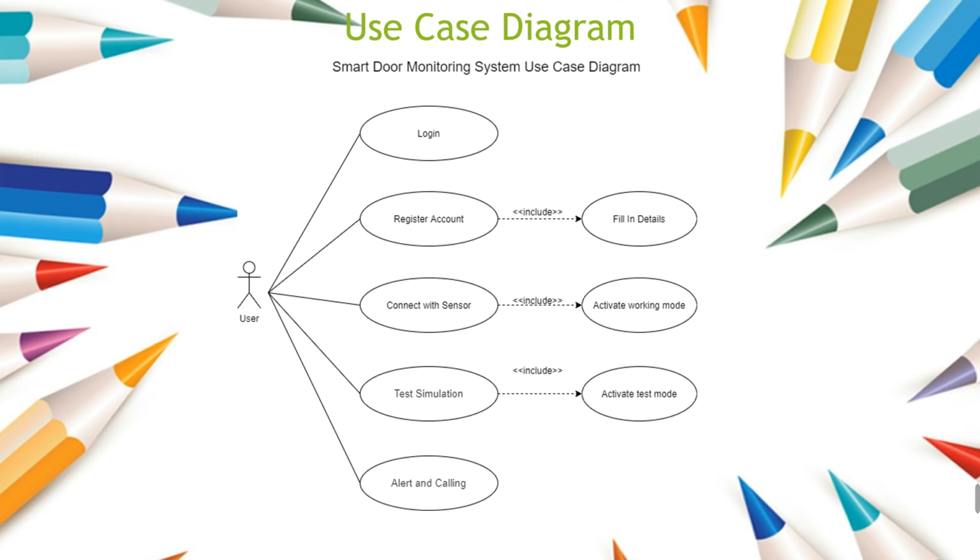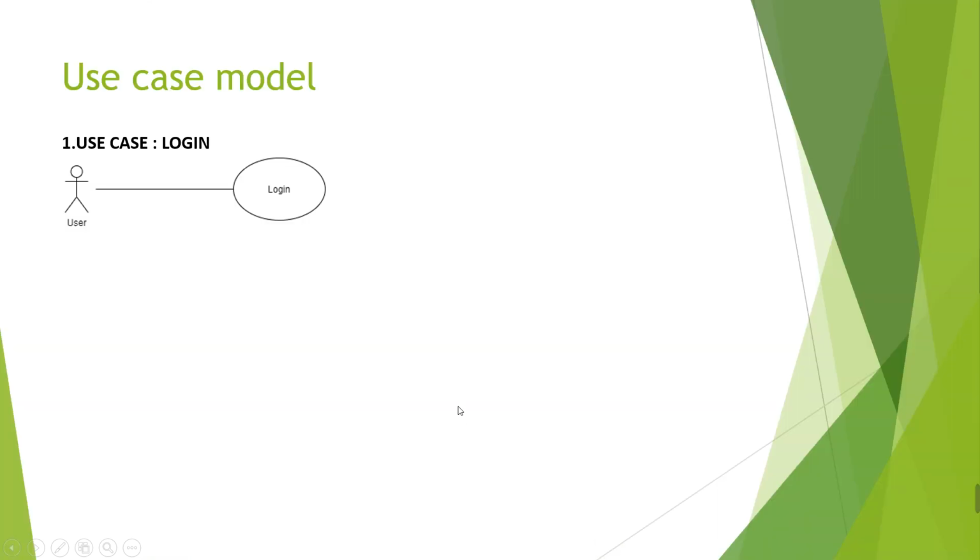And next is the use case diagram. For the use case diagram, we have 5 parts, which are login and register account. It will include fill in details and connect with the sensor. This includes activate the working mode and the test simulation, which includes activate the test mode, and the final one is alert and calling.